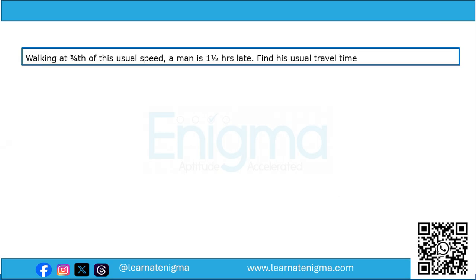Walking at three-fourths of his usual speed, a man is 1.5 hours late. Find his usual travel time. Now, as he's walking at three-fourths of his usual speed, we can say that the ratio of speeds is equal to 4:3.